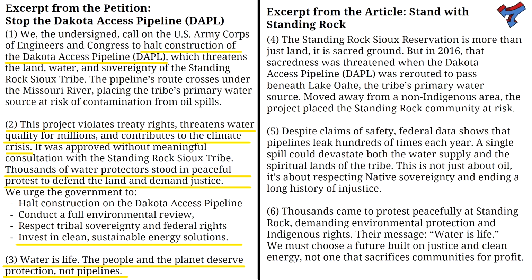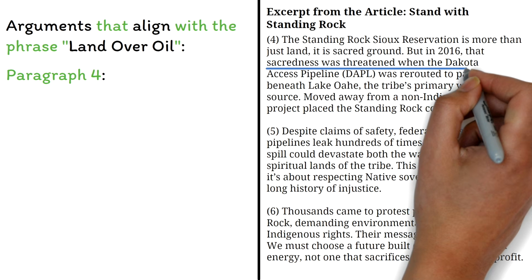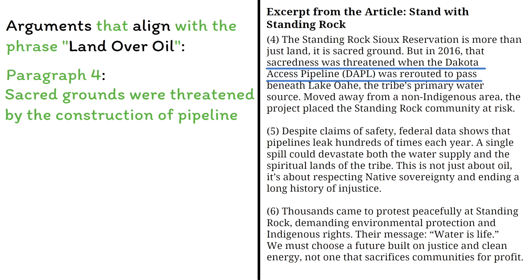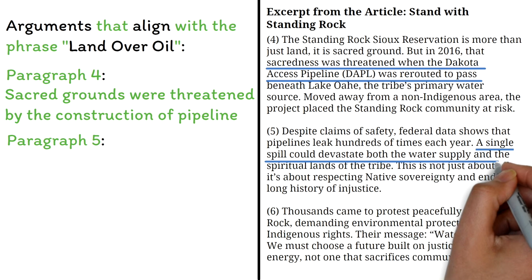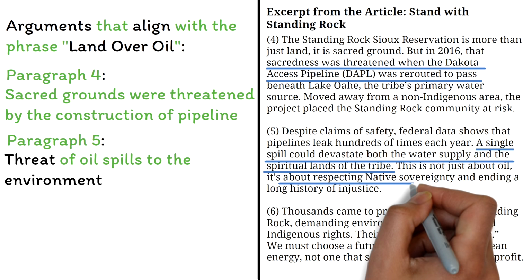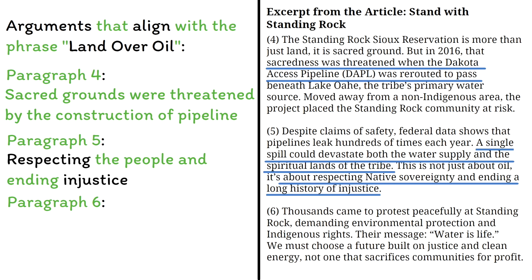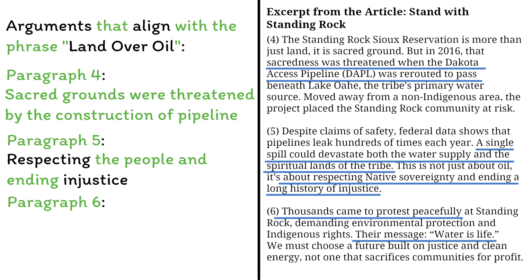Now, in the article, we see similar arguments made that support the phrase, land over oil. They are, in paragraph 4, that sacredness was threatened when the Dakota Access Pipeline, DAPL, was rerouted. In paragraph 5, how a single spill could devastate both the water supply and the spiritual lands of the tribe, and respecting native sovereignty and ending a long history of injustice. And in paragraph 6, thousands came to protest peacefully, their message, water is life.